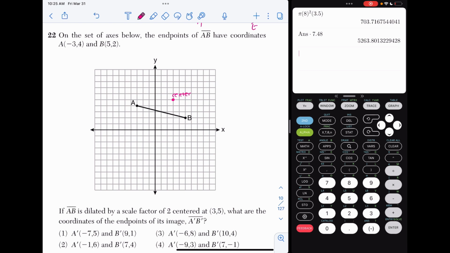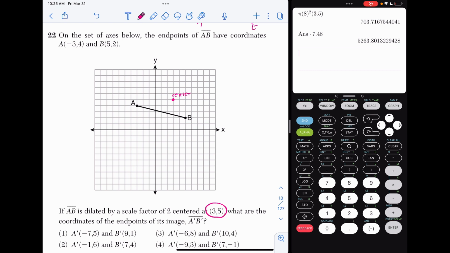I cannot just multiply the two coordinates by 2. Notice if I did, I would get choice 3. That's the trap answer. I can only do that if it's centered at the origin, which it's not here. So we often think about dilations as just multiplying by the scale factor, but really what you're doing is you are changing the distance from this fixed point or the center. And it's actually very easy to do, especially since they graphed A and B for us already.